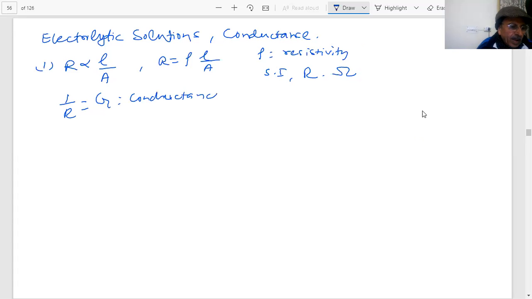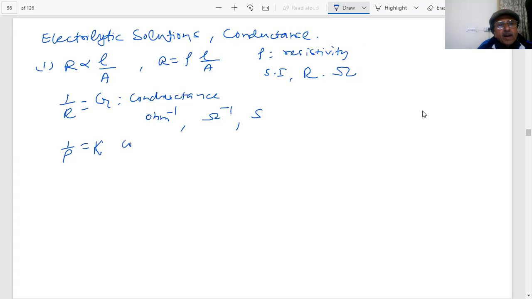Conductance. So the same formula can be used for solutions also, where G is the conductance. What will be the units of G? Ohms inverse, or you will write it like this. This is also called Siemens, S. These are the units of the conductance, students. And 1 by rho is represented as the conductivity, kappa.